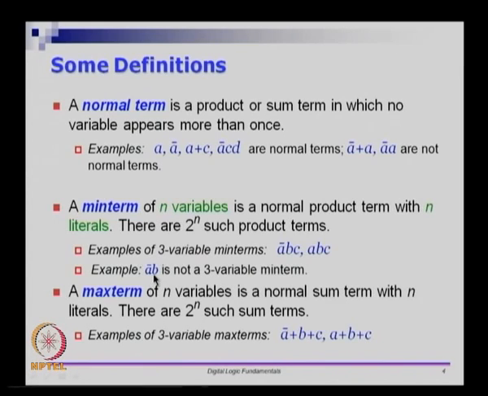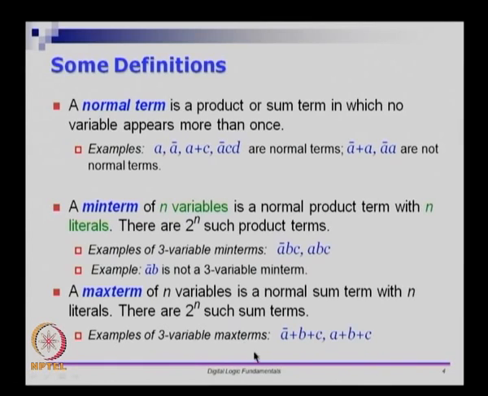A bar b contains only 2 variables, even though it is a product of literal a bar and literal b. So, it is a valid product term, it is a valid normal term also, but it is not a valid 3 variable min term, it is a valid 2 variable min term however. Similarly, a max term on n variables is a normal sum term with n literals. So, if it is a max term of n variables, it should have n literals. Similarly, a min term on n variables should have n literals.